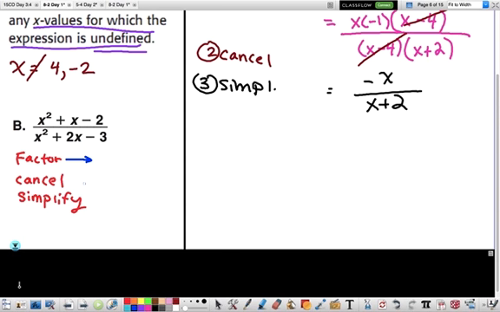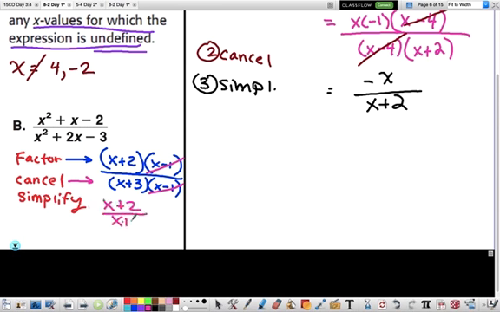What adds to 1 and multiplies to negative 2? Looks like x plus 2, x minus 1 for the top. What adds to 2 and multiplies to negative 3? Looks like x plus 3 and x minus 1 for the bottom. Agree? Yeah. Cancel. x minus 1 cancels with x minus 1. And we're left simplifying with x plus 2 over x plus 3.